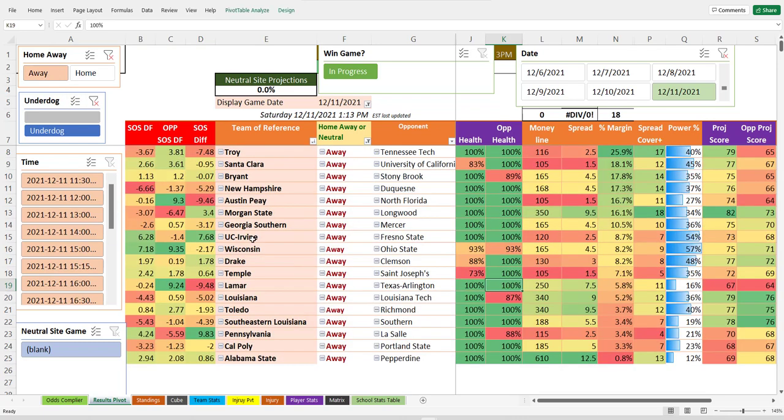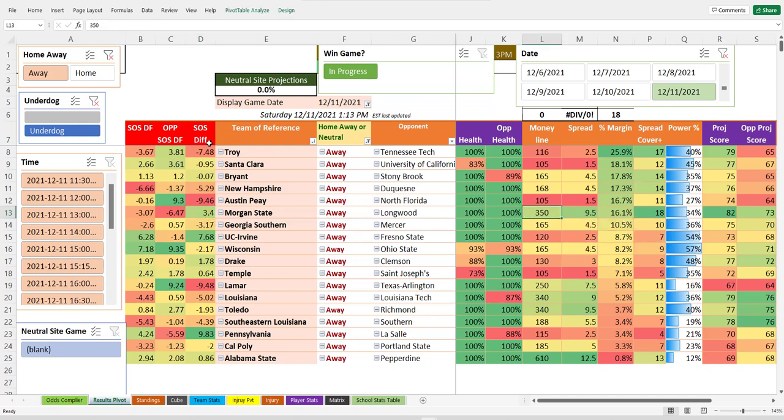What about the away underdog situation? 18 games, no surprise, a lot on here. Now, in this situation, also, we're looking for green over here, and we're looking for a good line. I mean, these are all good lines because they're all underdogs. So something like UC Irvine at Fresno State. UC Irvine is one of these at plus 120 that is way up there. Morgan State at Longwood is plus 350 at a 16% margin and has a positive strength of schedule differential. That's really, really juicy is what that is.